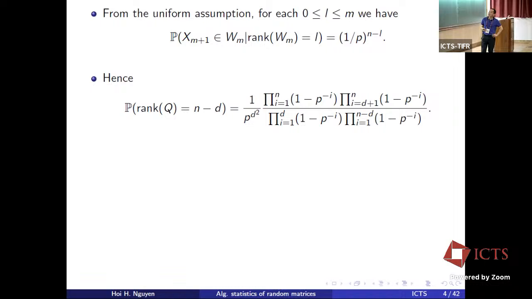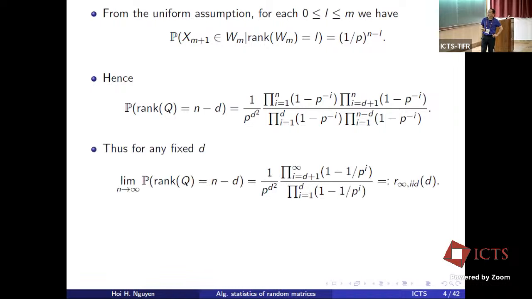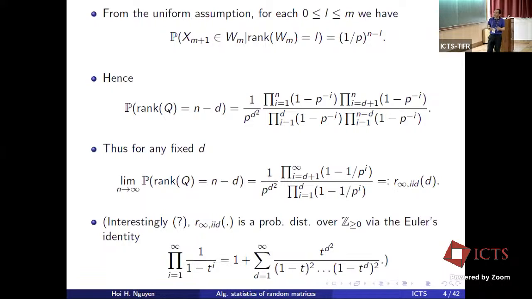We could get a nicer formula if we send n to infinity, because then some of these quantities become 1. So we get a little bit nicer quantity, namely involving 1 over P to the d squared and this kind of thing. What is kind of interesting to me is that the limit probability here, of course, makes sense, but it's not easy to see that it also forms a probability distribution over the non-negative integers, and it follows from Euler's identity. It's kind of nice that the limiting object is also a probability distribution. And for all other aspects of the study in this talk, the limit is always a probability distribution, by some algebraic reasoning.